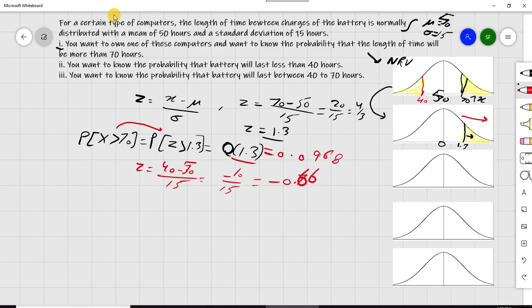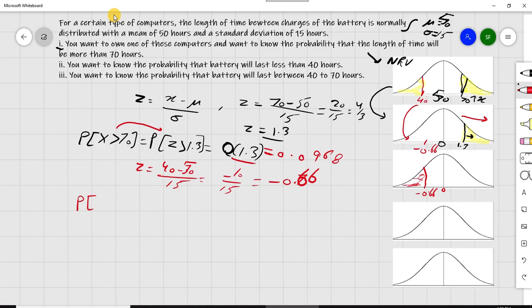So now we know that the value 40 maps to the value of minus 0.66 in this plot. Or let's just use this new plot over here. Minus 0.66 lies somewhere over here, and we want to find out this probability, this region less than minus 0.66. So this is what we are trying to do now.